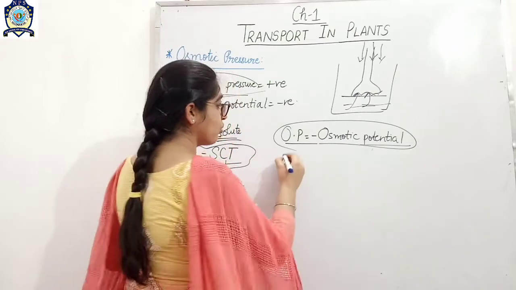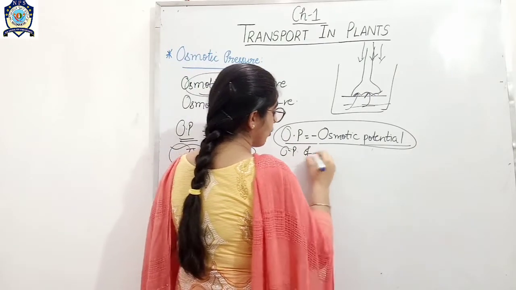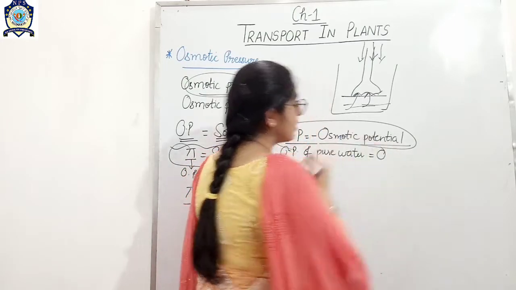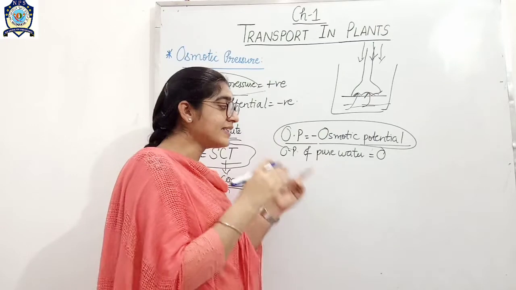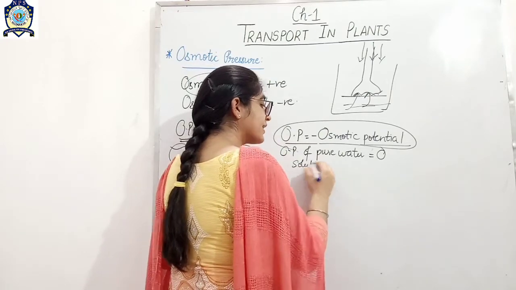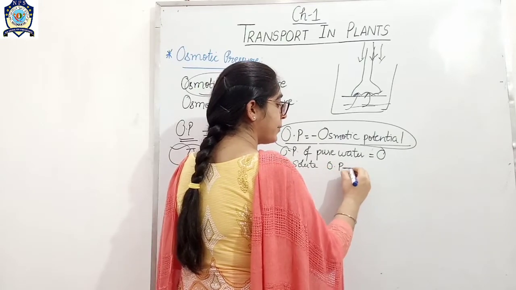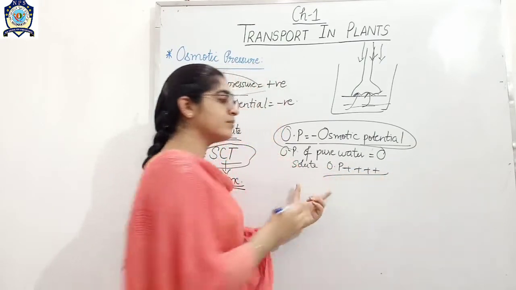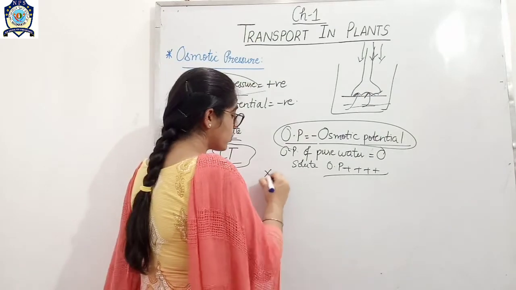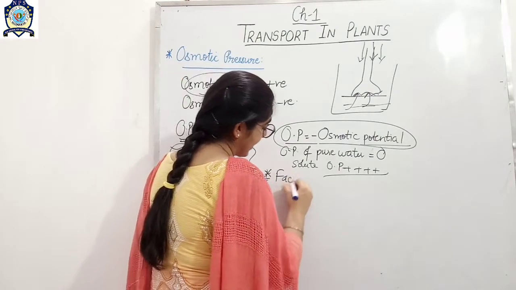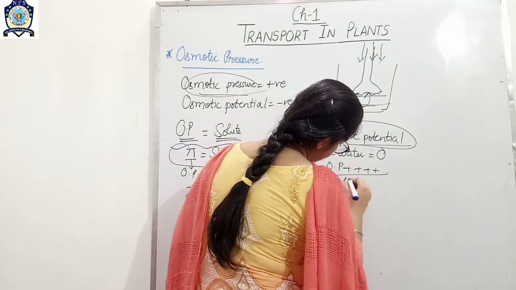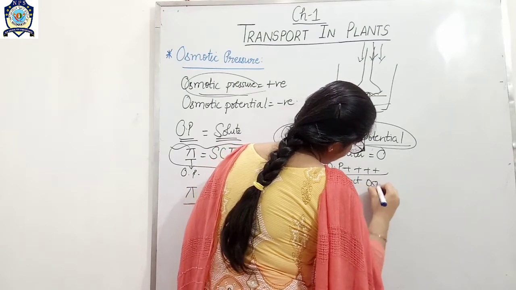And as we know, the osmotic pressure of pure water is 0. If we add solute, then osmotic pressure will become positive. Is it clear? Now next is, what are the factors that affect osmosis?